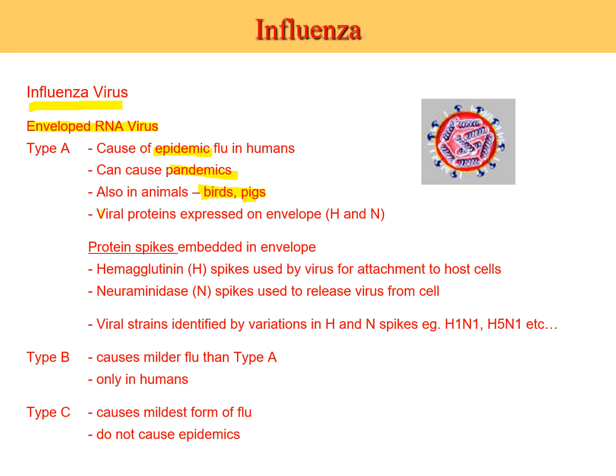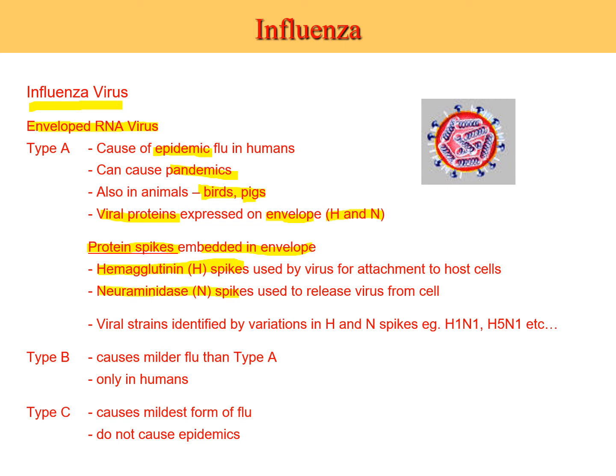As I said, the viral proteins expressed on the envelope are hemagglutinin and neuraminidase. These are the protein spikes that are embedded at the surface in the envelope. The hemagglutinin protein spikes are used by the virus to attach to host cells, and remember, viruses must attach before they can penetrate into the host cell that they're infecting. So attachment is key, and that's mediated by the hemagglutinin spike.